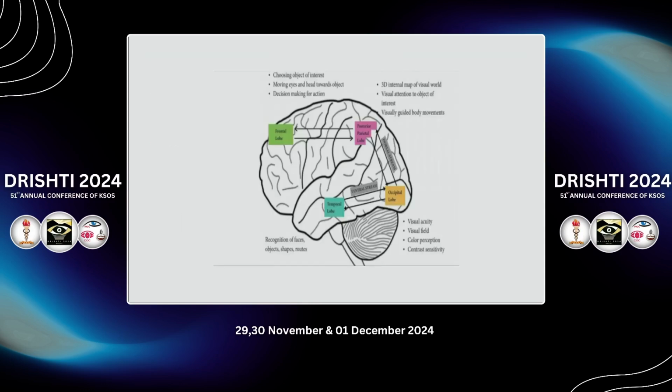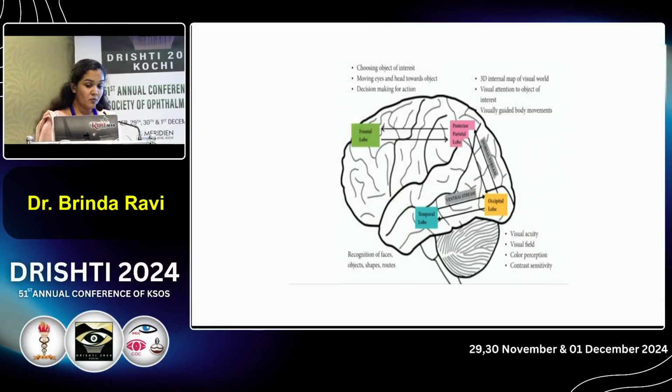So how does the brain interpret the image? The occipital lobe is mainly the printer, that is, it prints the image we see. The temporal lobe is the visual library and the posterior parietal lobe is the mapper and the doer. From the occipital lobe via the ventral stream, the image reaches the temporal lobe, and that is how we recognize the face, objects and shapes. And via the dorsal stream, it reaches the posterior parietal lobe, and it helps in making a 3D internal map of the visual field. In children with cerebral visual impairment, the dorsal stream and ventral stream are damaged.